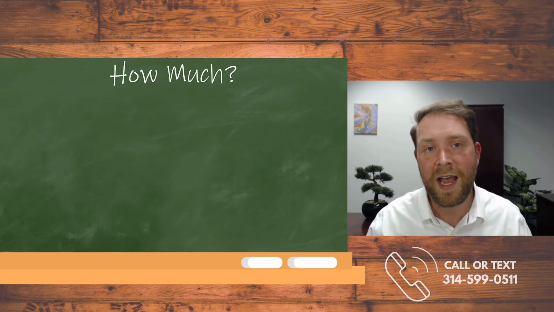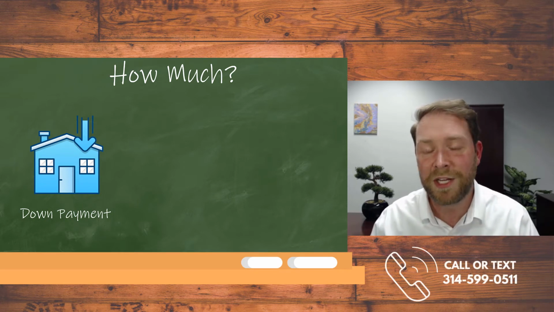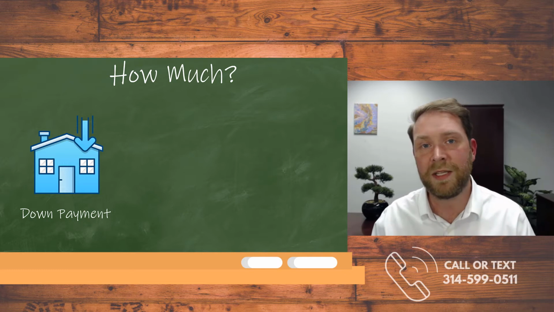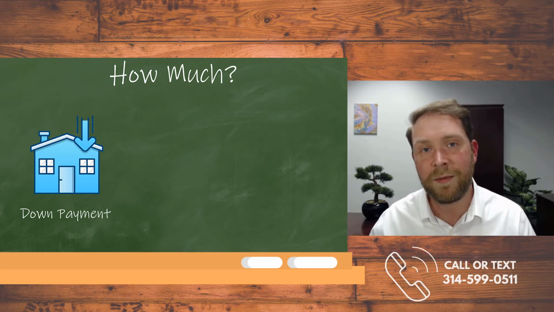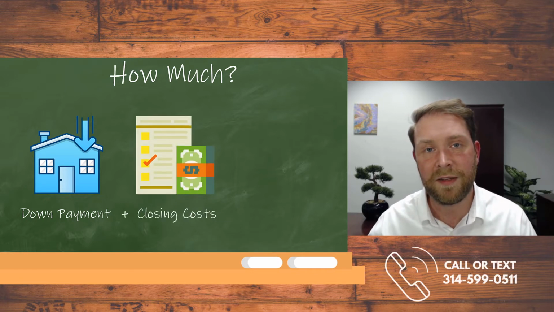All right, in the how much section, the first thing that you start with in this pretty simple equation is your down payment. Now, depending on the type of loan that you're doing, you could be looking at a 20% down payment, 10%, 5%, 3.5%, 3%, 0% down on a VA transaction. Whatever that down payment is, that's the first step. That is the first amount that we need to add into this equation.